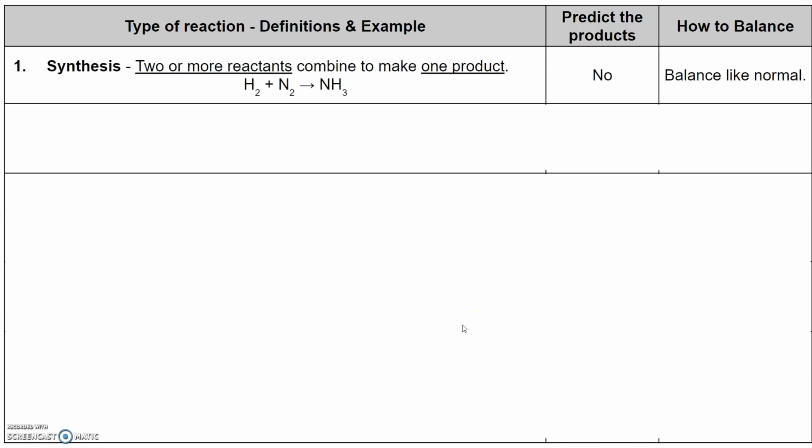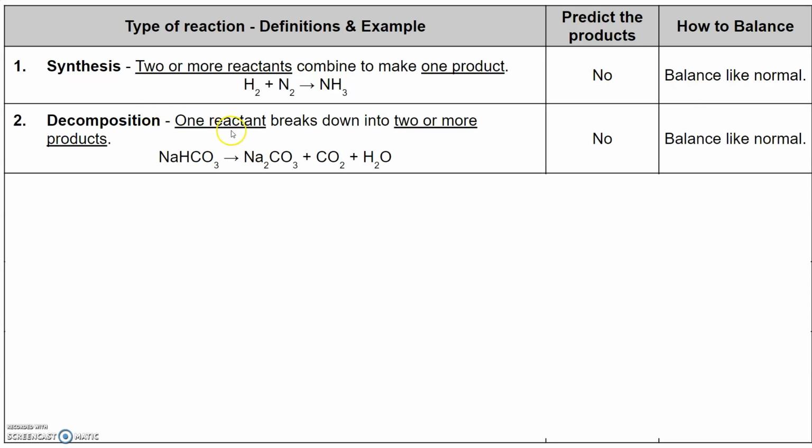And we're going to start with synthesis. So in a synthesis reaction, we have two or more types of reactants that combine to produce one product. And here's an example. We have two reactants, H2 and N2, combined to produce NH3. Now, what you need to know for this is you don't need to know how to predict the products. Like if I gave you H2 and N2, you don't need to know how to predict that the product will be NH3. But you do need to know how to balance it. And luckily, it's balancing like normal. There's no real strategies here.